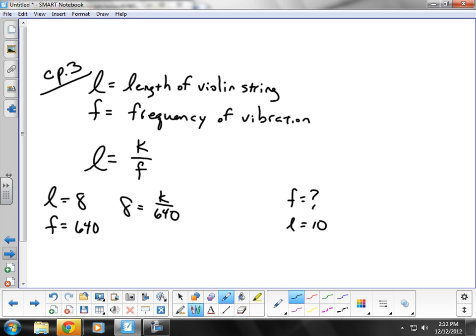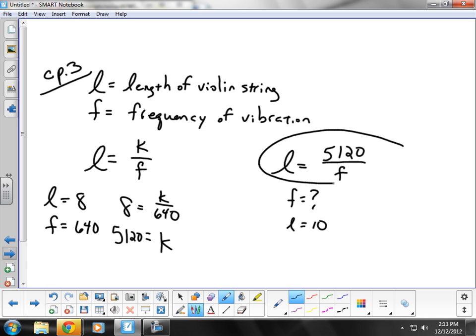Step number 2 is always to find k. And I've got to multiply both sides by 640. 5120. Thank you so much. So then when I come over here to predict this future value, the equation that I'm actually using is L is equal to 5,120 over F. Okay? So this is the equation.